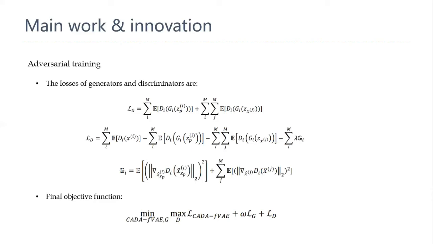So the losses of the generators and discriminators are like this. And we can get the final objective function with the min and max game to train our GAN.